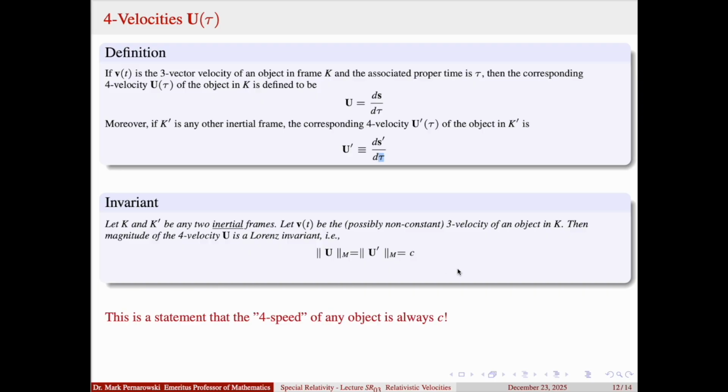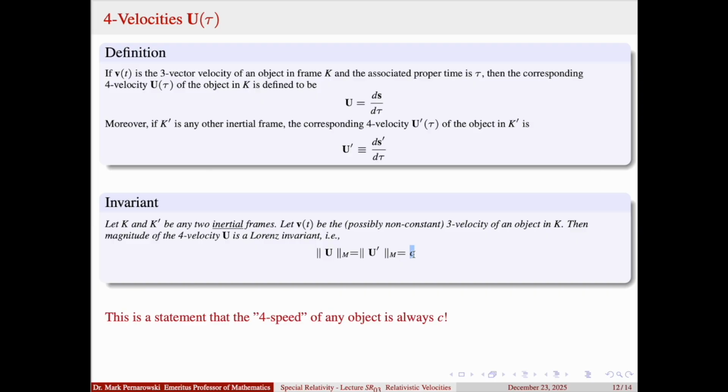It says that if I have two different inertial frames, whatever the velocity is of the object that I see in k, it doesn't matter what it is, and I compute these things, it turns out that the Minkowski norm of these quantities is c. This leads to a sensational kind of conclusion in special relativity, which is that the four speed of any object is always the speed of light.